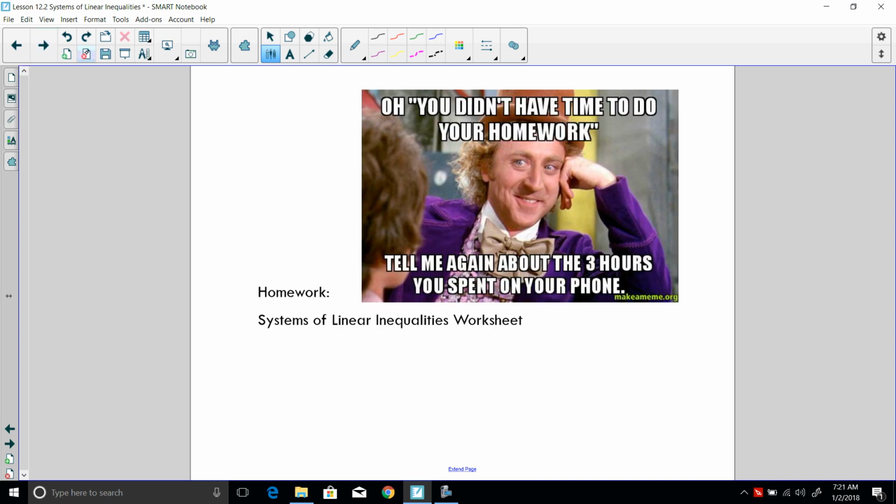Okay? So, combining a lot of different things today. Two things you already know, how to graph linear inequalities, and doing 2 of them or 3 of them on the same set of axes here.